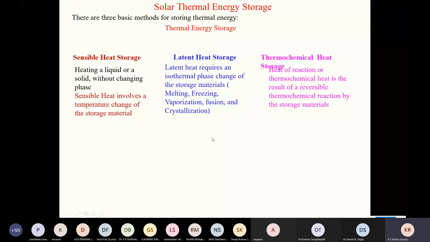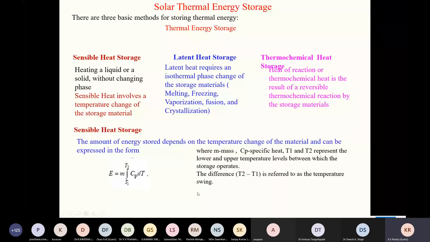The other side is thermochemical, where the chemical heat of reaction can be used, maybe with some phase change materials. Latent heat is a physical phase change. Thermochemical is a chemical phase change. And then there is sensible energy storage.